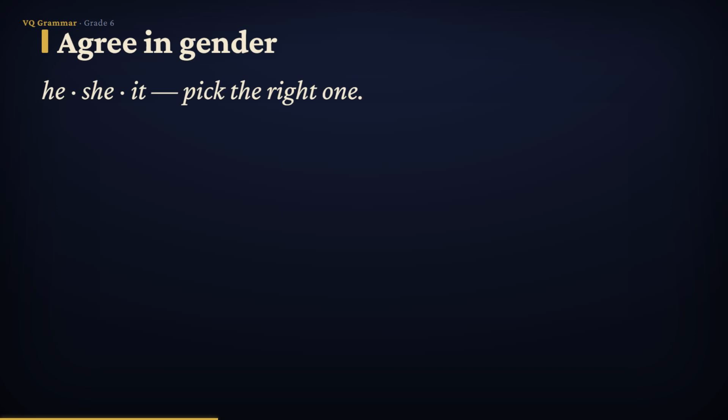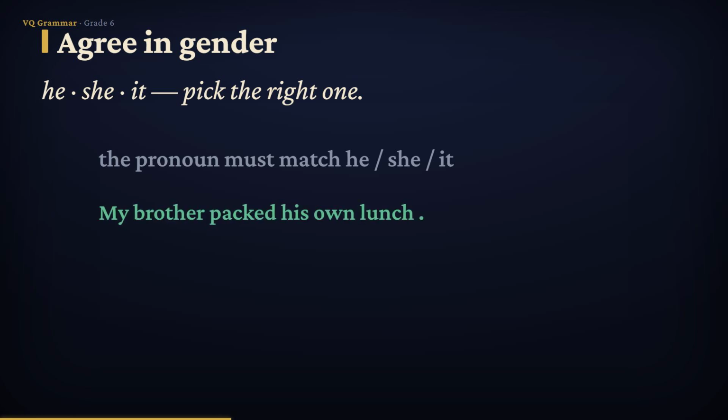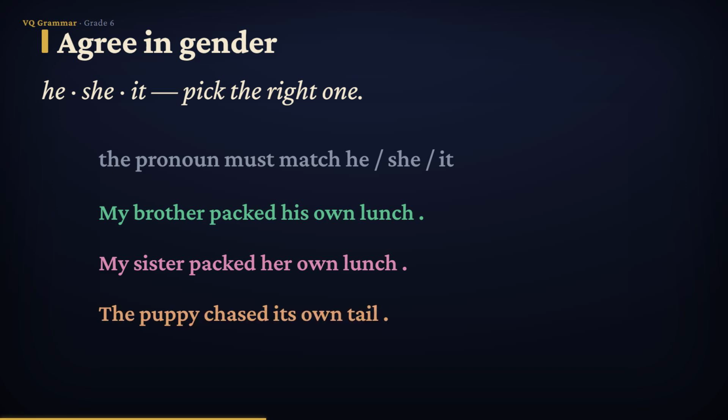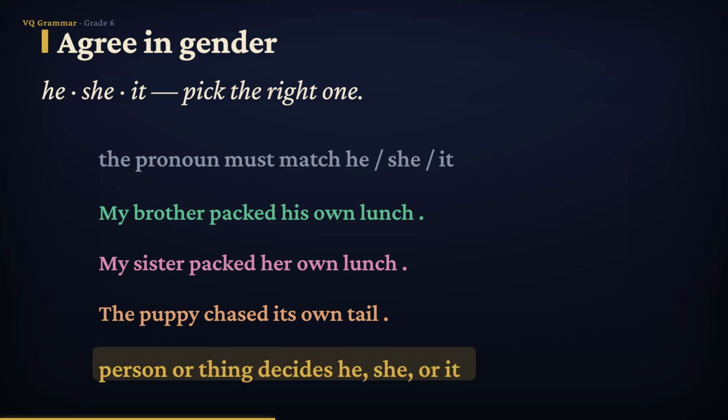The second rule is about gender. That means whether the antecedent is a he, a she, or an it. My brother packed his own lunch. Brother is male, so we use his. My sister packed her own lunch. Sister is female, so we use her. And when the antecedent is a thing or an animal we don't name, we use it. The puppy chased its own tail. So look at your antecedent, decide he, she, or it, and let that pick the pronoun.